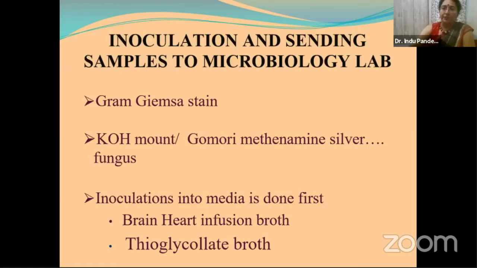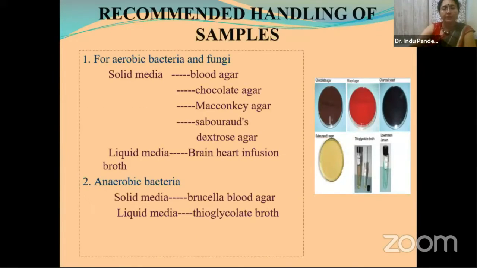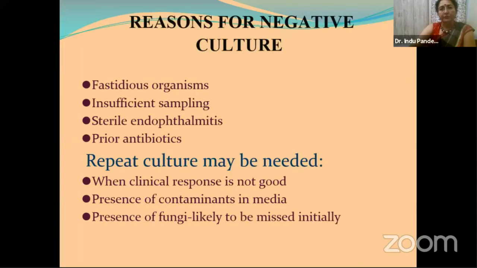This is the time we give to make the environment favorable for the multiplication of the pathogen. So after the standing time, the samples from these broths are taken and then they are subsequently plated on blood, chocolate, MacConkey agar, Sabouraud's agar, and the Brucella blood agar. Now, what could be the reasons for negative culture?